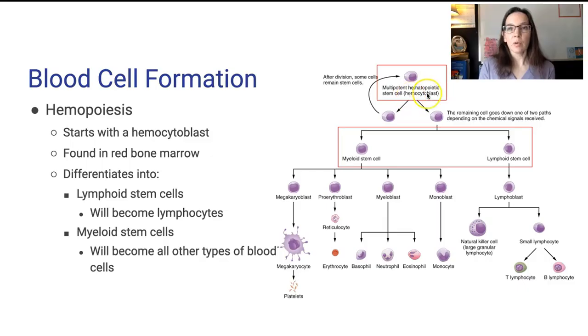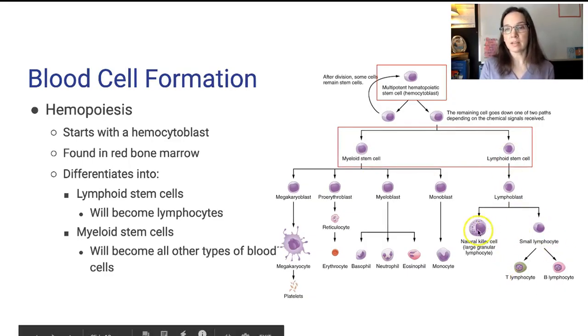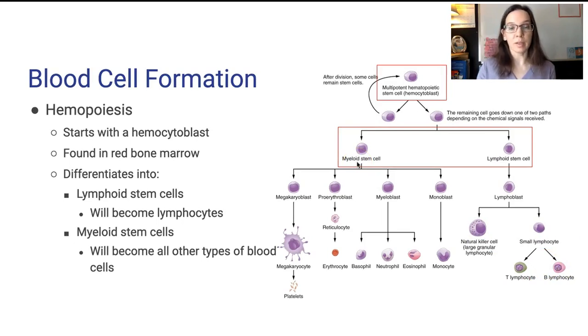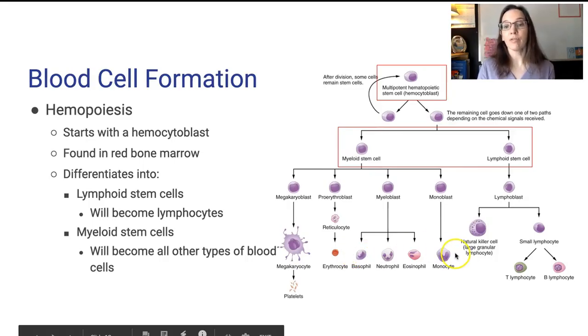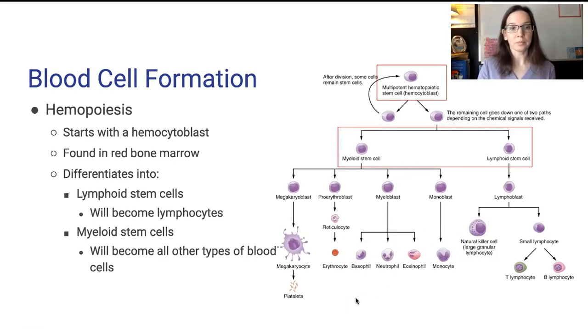But this hemocytoblast is going to differentiate or divide into 2 different types of cells. We're going to have lymphoid cells and myeloid cells. This lymphoid stem cell is going to eventually become all of our lymphocytes. The myeloid cells are going to become all of our other types of blood cells, which is the platelets, the red blood cells, and the other 4 types of white blood cells.